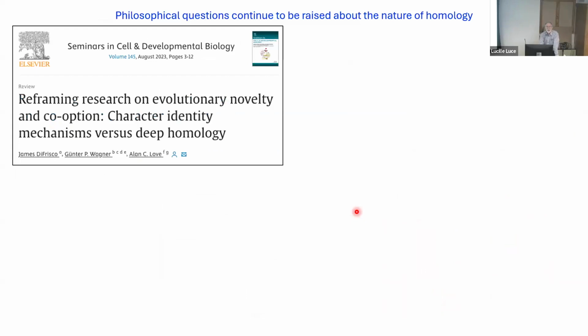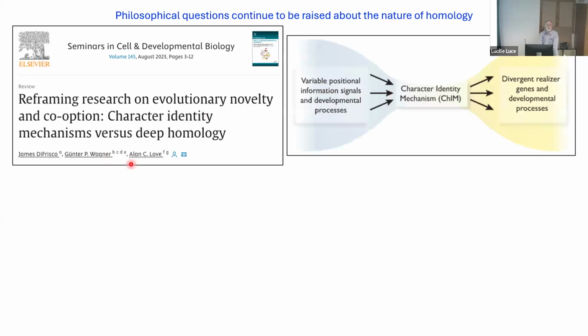Okay, so philosophical questions continue to be raised about the nature of homology. For those of you who are evolutionary biologists, you have been hearing the word homology forever, since you first started reading anything about evolutionary biology. It's a major controversial topic, how to define homology and what it means and how to test it and everything else. Günter Wagner, who's an author on this paper, has been writing books about this for many years. And here, character identity mechanisms are something that this group of authors has come up with, and I can't explain them to you because it's more philosophy than it is biology, I think.